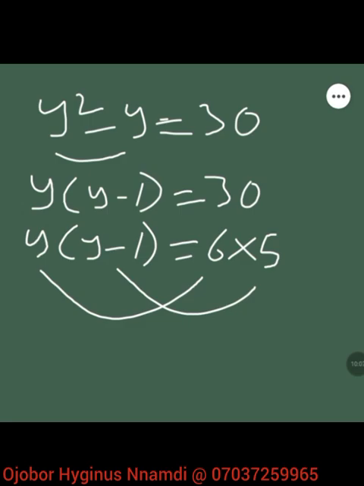And of course, if you make y minus 1 equal to 5, y will still be 6. But we need two answers because this is a quadratic equation. So we've gotten y as 6.